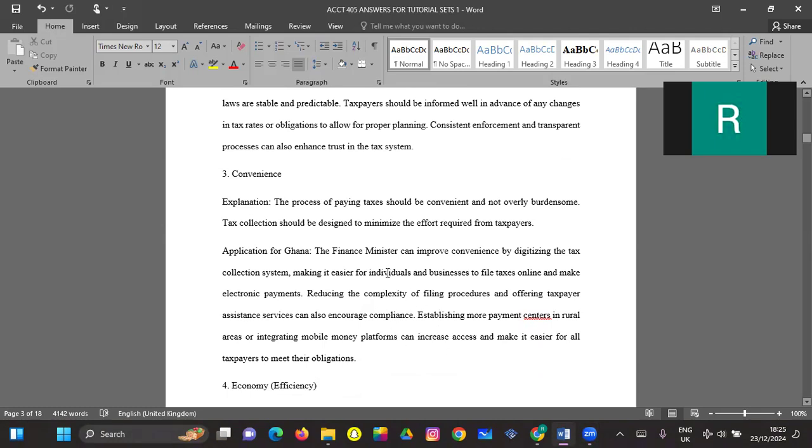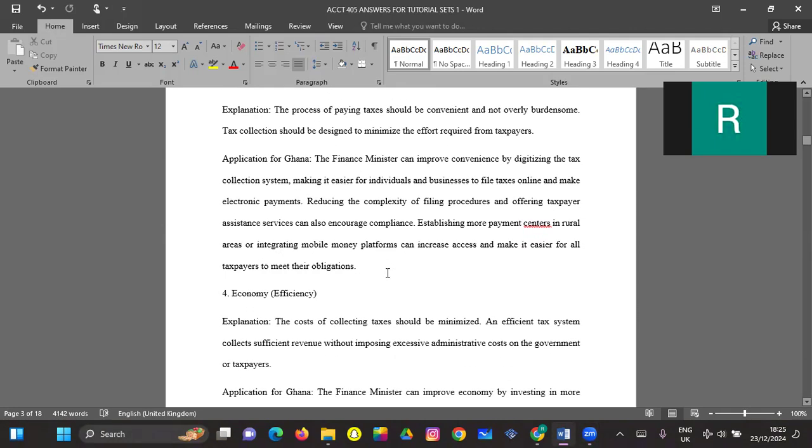So this is next year. Then the economy. We know that the economy talks about the cost that's involved in taking the tax. So if the cost is more than the tax being taken, then it is not economical. So the economy principle states that the cost of getting a particular tax should be less than the actual benefit you are going to get from the tax.